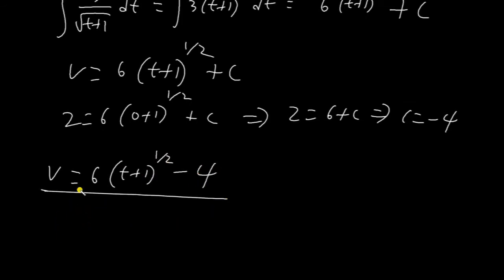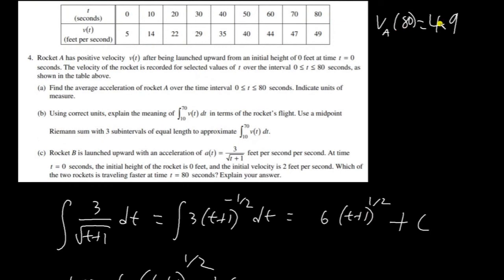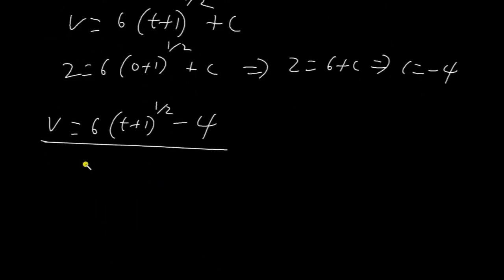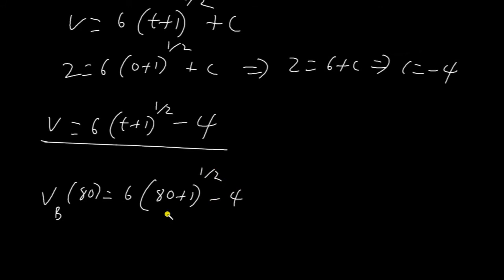And we want to figure out what's the velocity at time t equals 80, so we can compare it to the other rocket. So the velocity of rocket B at 80 seconds is 6 times 80 plus 1 to the 1/2 minus 4. I would leave it like this if they just asked us what the velocity was, but since they want us to compare it, we're going to want to simplify it a bit more. 80 plus 1 is 81. The square root of 81 is 9. So we'll have 6 times 9 minus 4. 6 times 9 is 54. 54 minus 4 is 50.